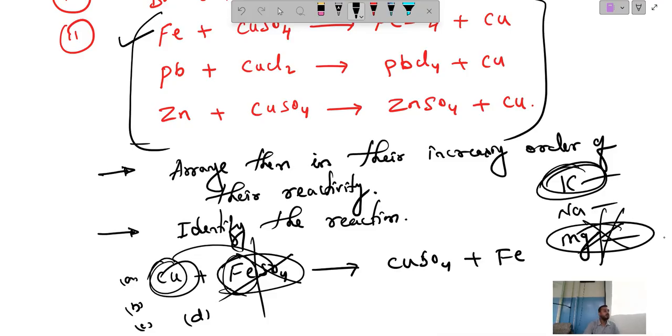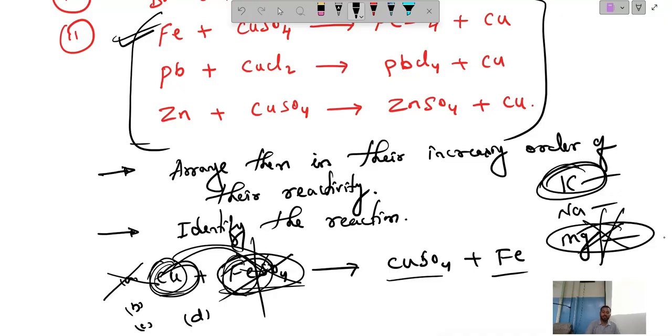Followed? Understood? Is this reaction possible? Copper plus FeSO4 gives CuSO4 plus Fe. Is this possible? No. Why? Give reason. You should tell that copper is least reactive metal, iron is highly reactive metal. A least reactive metal cannot displace a highly reactive metal. So no reaction can take place. The reaction cannot take place.